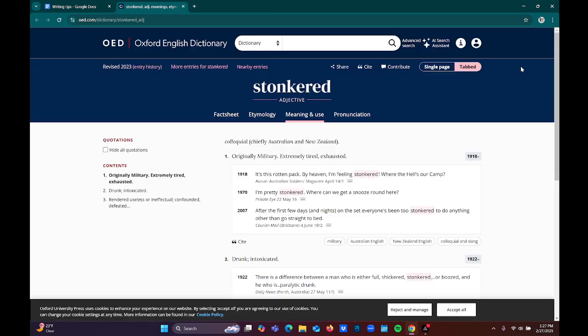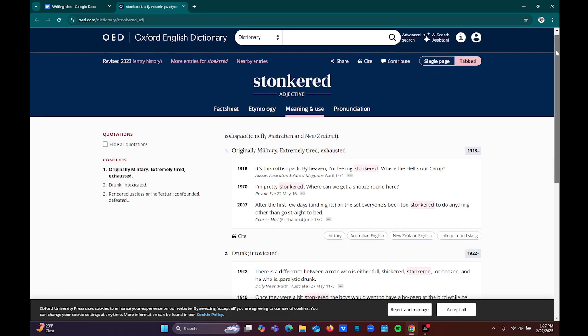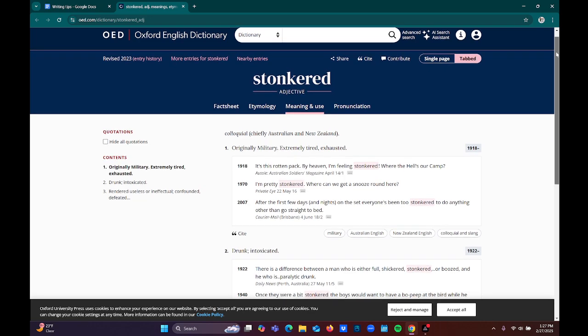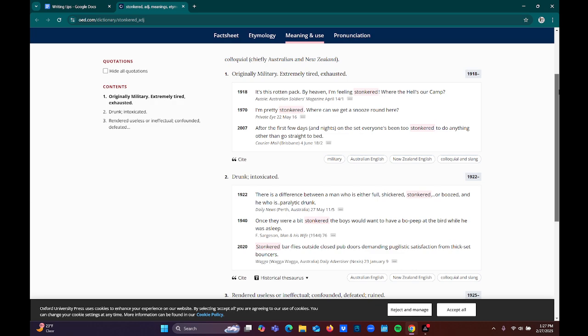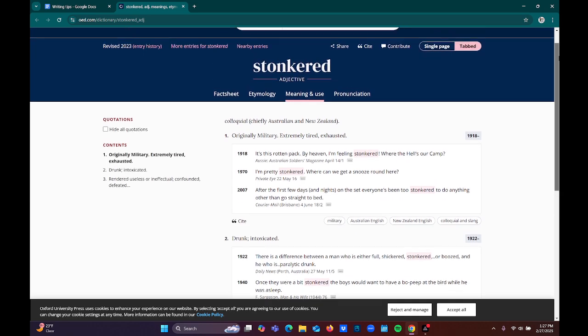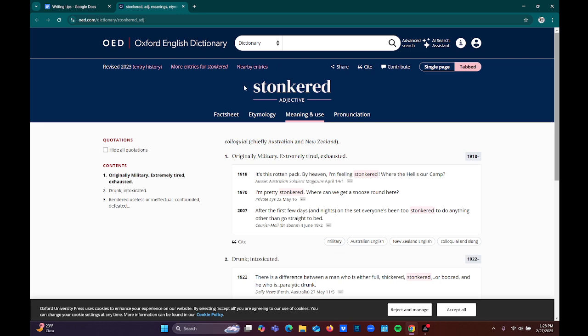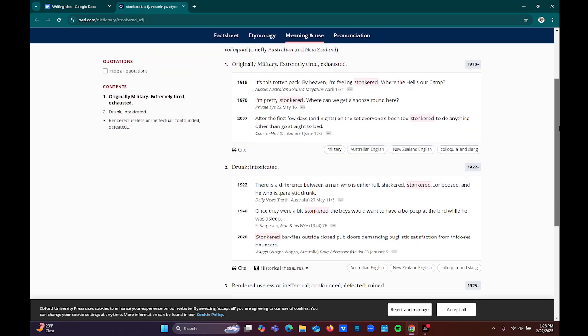And you can also go to Oxford. They also do that. Usually, I haven't looked at Webster's. I didn't do a lot of looking at other dictionaries, but Oxford is usually pretty good, even though they have so many paywalls. But for Oxford, the word of the day is stonkered. And yeah, it tells me where it is. Originally military, extremely tired, exhausted.